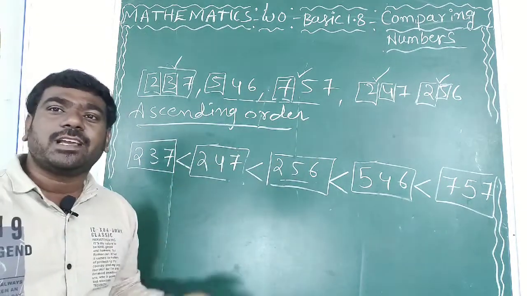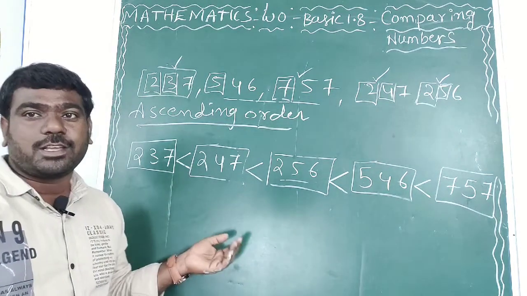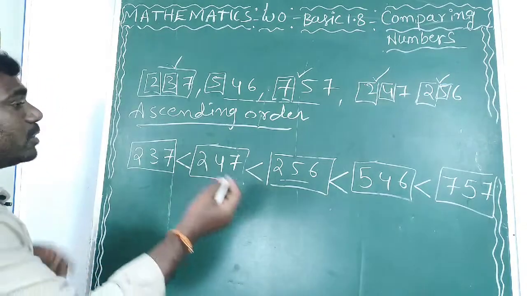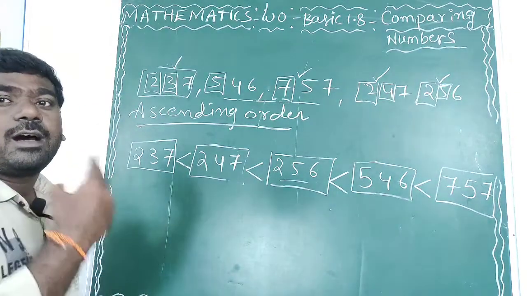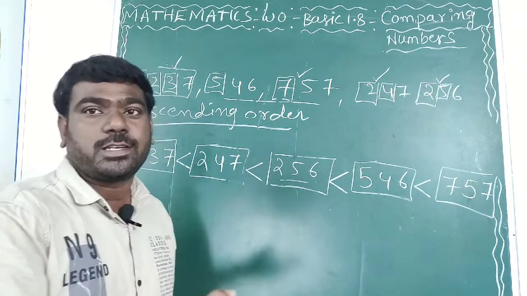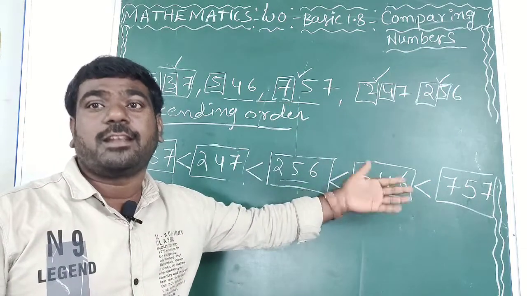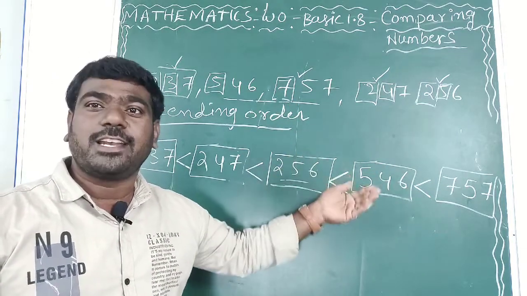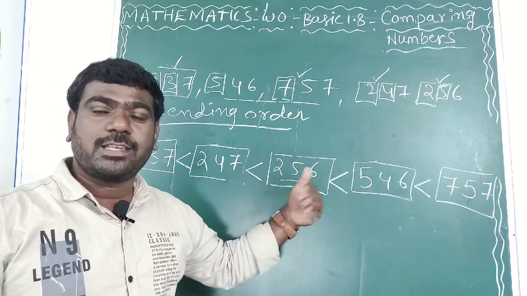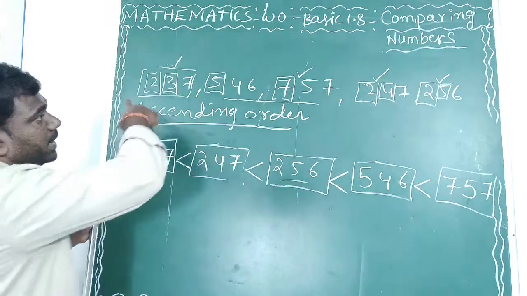Now what is the meaning of descending order here? Very simple. Descending order is nothing but arranging the numbers from biggest number to smallest number. Very simple. Just the ascending order reversed. The opposite of the ascending order is called descending order. So what is the biggest number here?